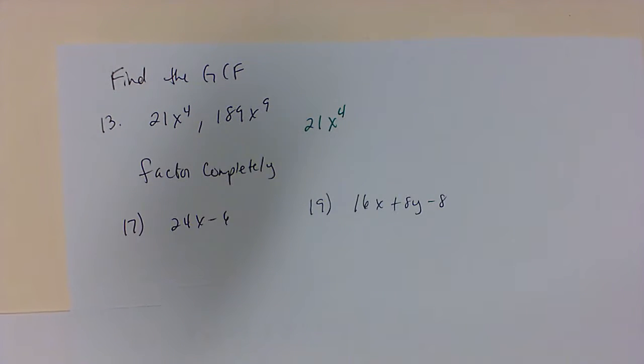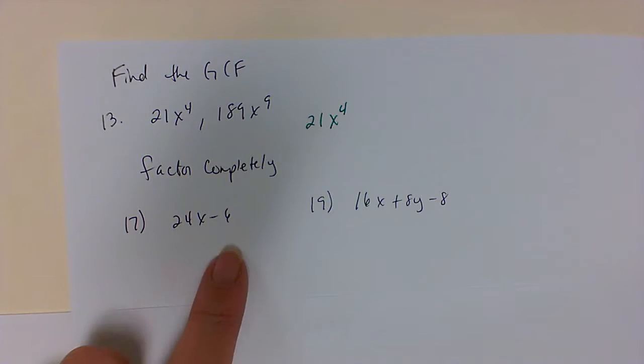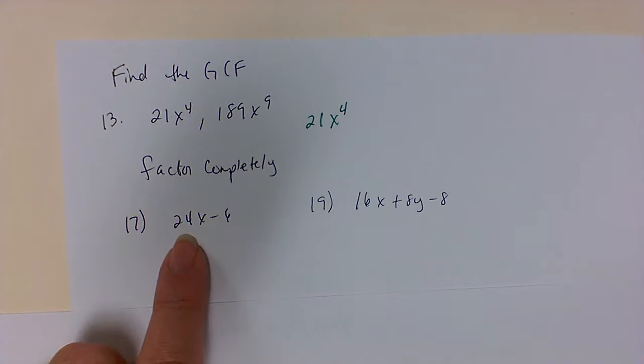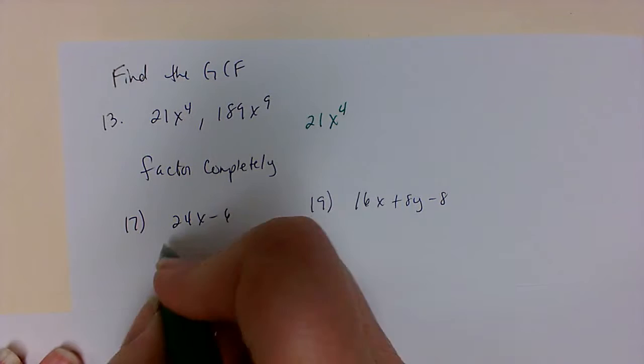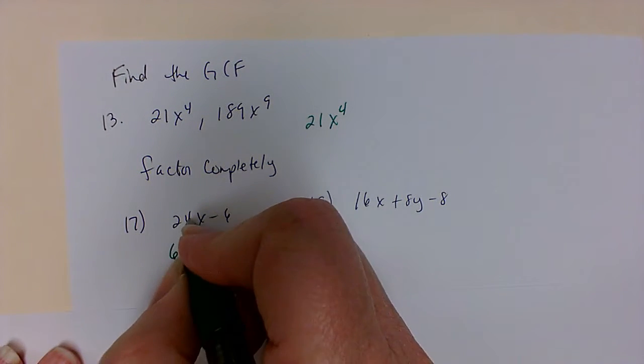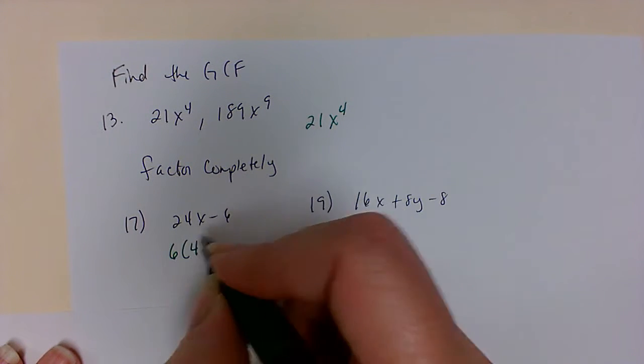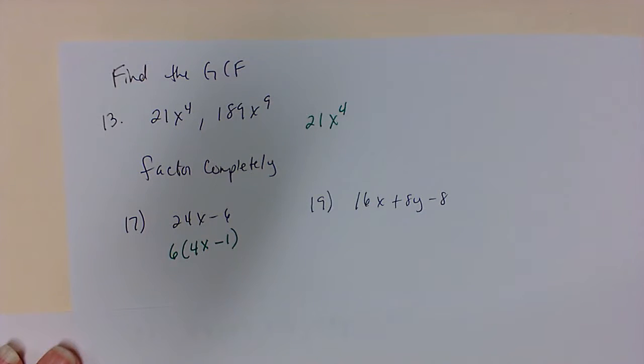The next thing we're going to do is start factoring completely. So on this term here, we're looking to factor out what they have in common. So again, if our small number divides into our bigger number, we're going to use that. So that'll be 6. They both don't have an x, so I can't pull anything else. 24 divided by 6 is 4 with my x, and negative 6 divided by 6 will get me negative 1.